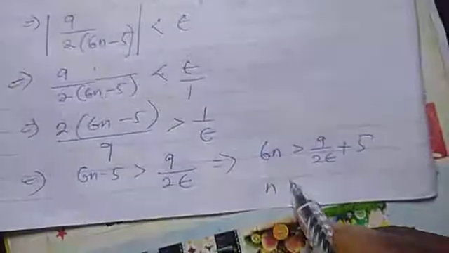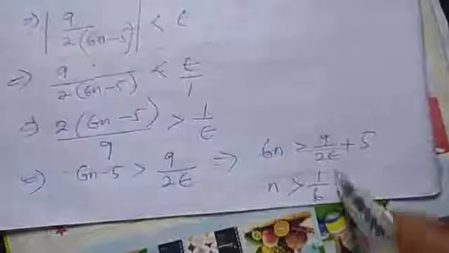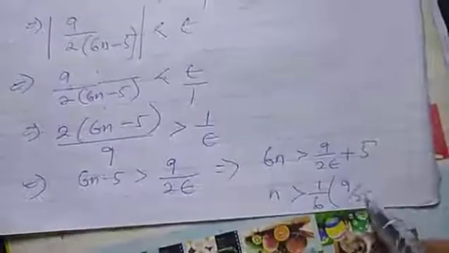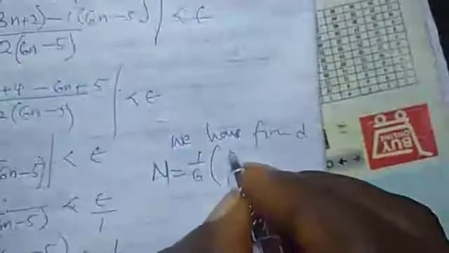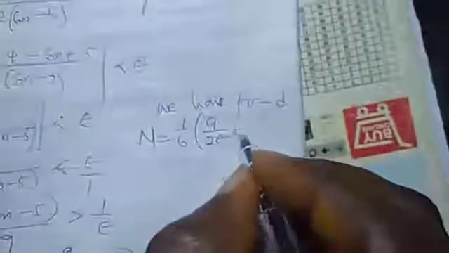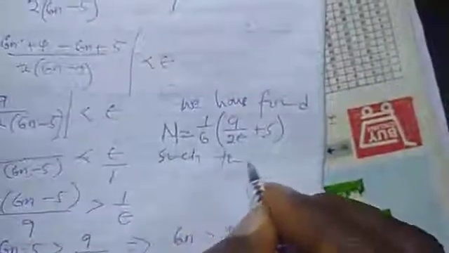Now, if you make n the subject of the formula, n is greater than 1 over 6 into 9 over 2 epsilon plus 5. So, we have seen this type of relationship which says n is greater than capital N. So in that case, we can say that we have found N. What's our N? This expression is our N. N is equal to 1 over 6, 9 over 2 epsilon plus 5. So we have found this N such that n is greater than capital N.